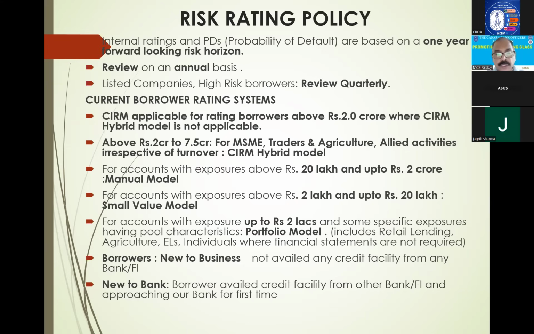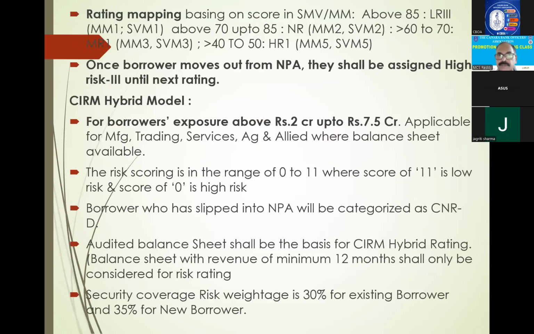Next, borrowers who are new to business, not at all availed any credit facility, we call them as new to business. Okay. And new to bank means borrower who availed credit facility from some other bank and is approaching our bank for the first time. Next, rating mapping is also given. We will not need that because it is only a table. Once borrower moves out of NPA, they shall be assigned high risk 3 until next rating. So if borrower is coming out of NPA, means all loan arrears are cleared. In such case, immediately they will be assigned high risk 3 until next rating.